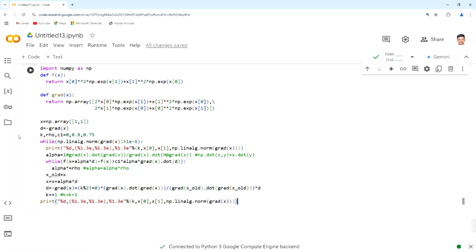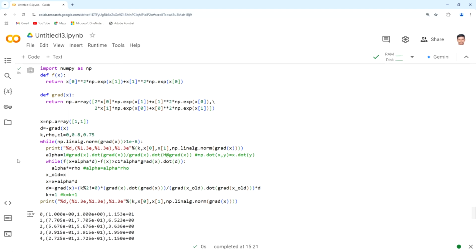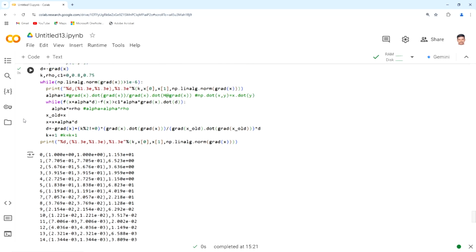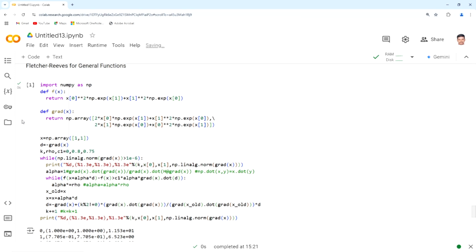Okay. So, now we have the code, and let us compile it. Okay. So, in 30 steps we have got the answer 0 comma 0. Okay. So, you can use this code and just modify f of x, grad of x and the initial point, so that you can use this code for any other function that you want to find the minimum of. Okay. So, you can actually try a few other functions.